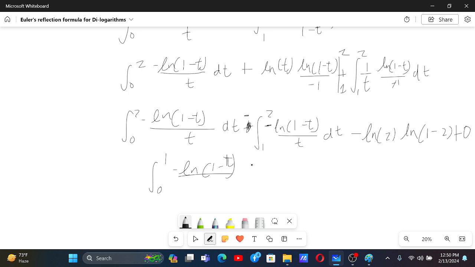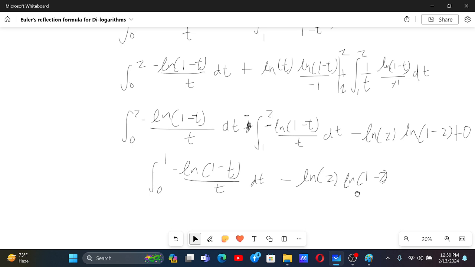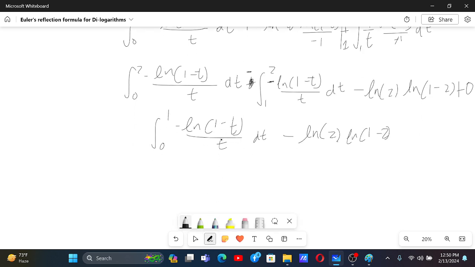Let me write in proper handwriting. Now this one is really simple. I think you might have guessed now how we will solve. Over here we have minus ln z ln(1 - z). Now this is basically the definition of the dilogarithm function, and over here it's 1, so that's why it will be the dilogarithm of 1 minus ln z ln(1 - z).